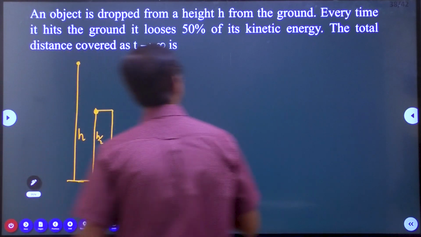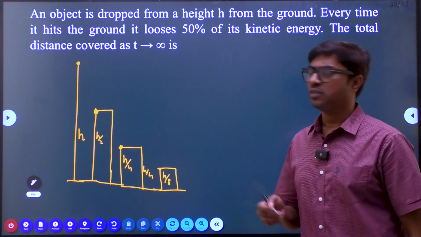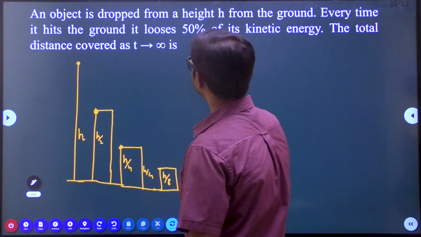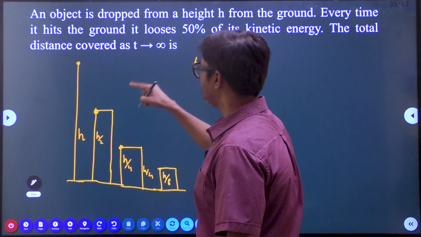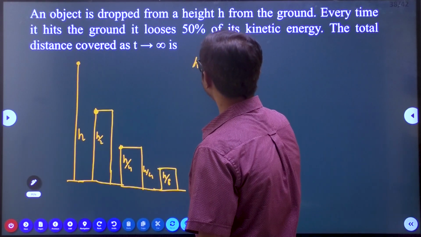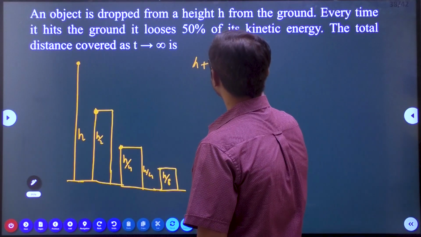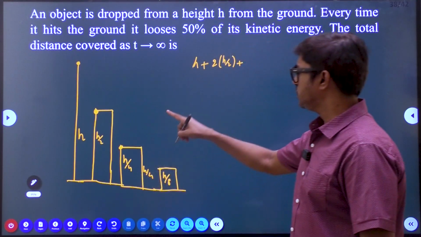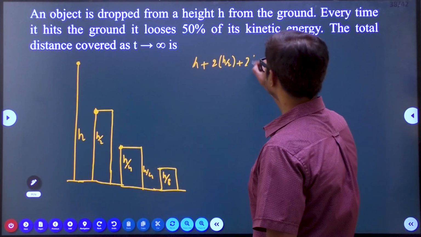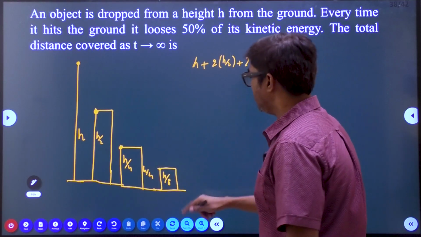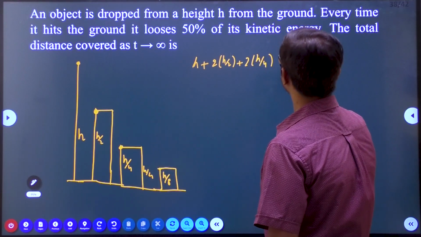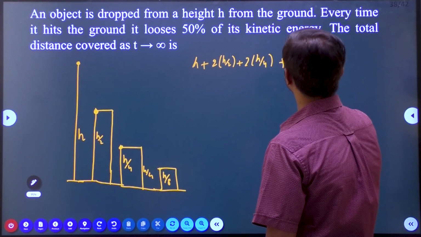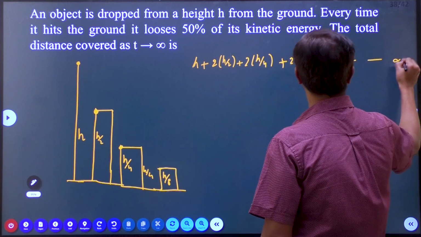So the total distance they are asking, not the displacement, the total distance. The first distance is h. After that, h by 2 and then h by 2, so that will be 2 times h by 2. The next term will be 2 times h by 4. And then h by 8 plus h by 8, 2 times h by 8, and so on. It goes on like this forever.